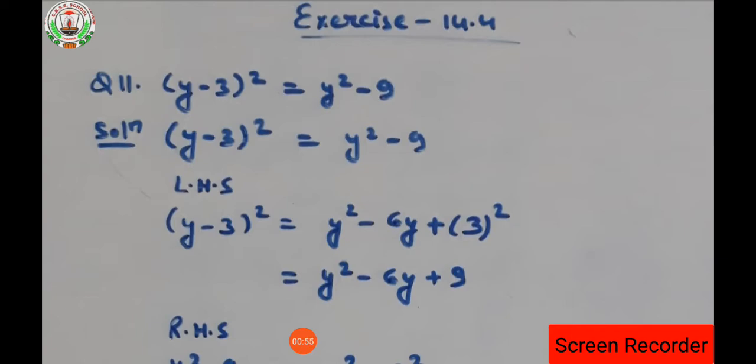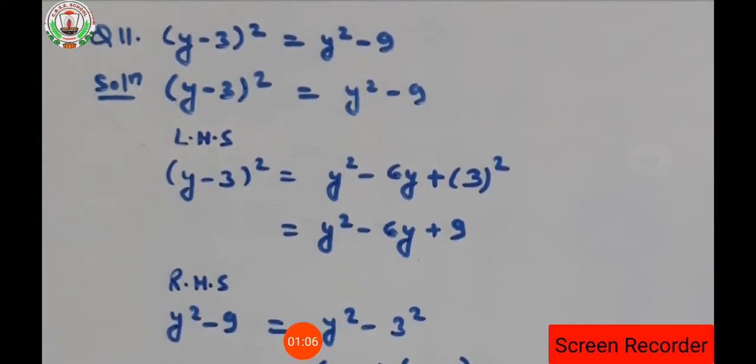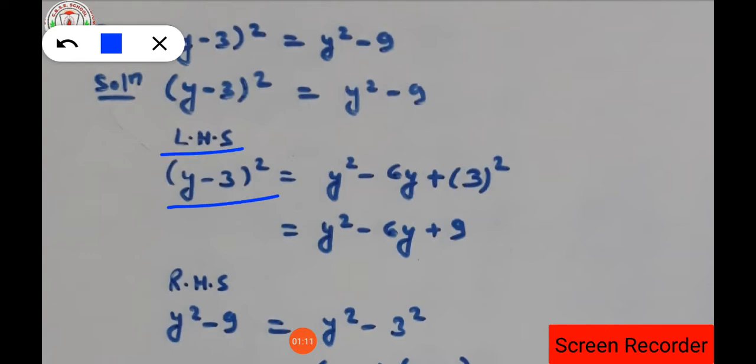What is asked in question number 11? That y minus 3 the whole square is equals to y square minus 9. We are having this question. Now let's see how to solve it. We are having as LHS y minus 3 the whole square, which means we can use the identity a minus b the whole square is equals to, as all of you know, a square minus 2ab plus b square.